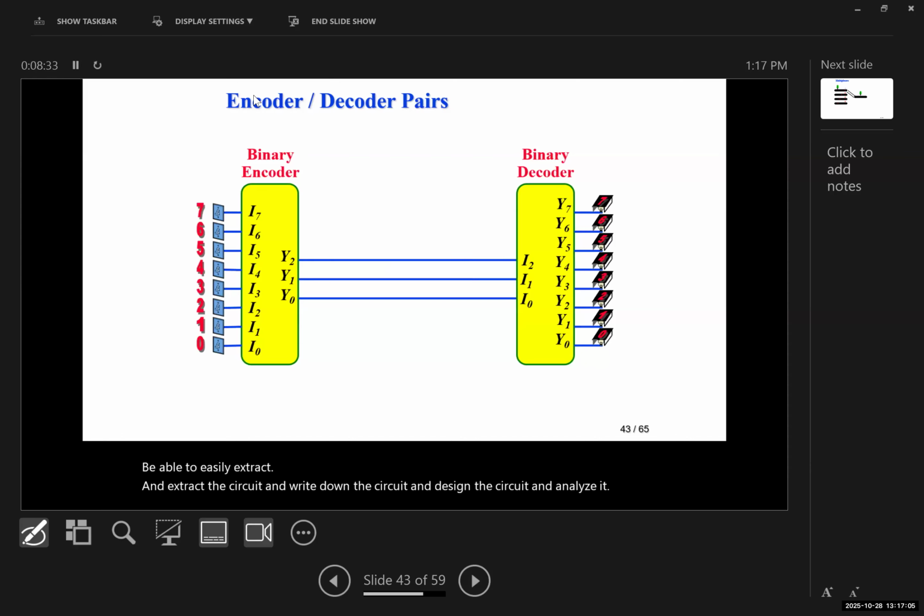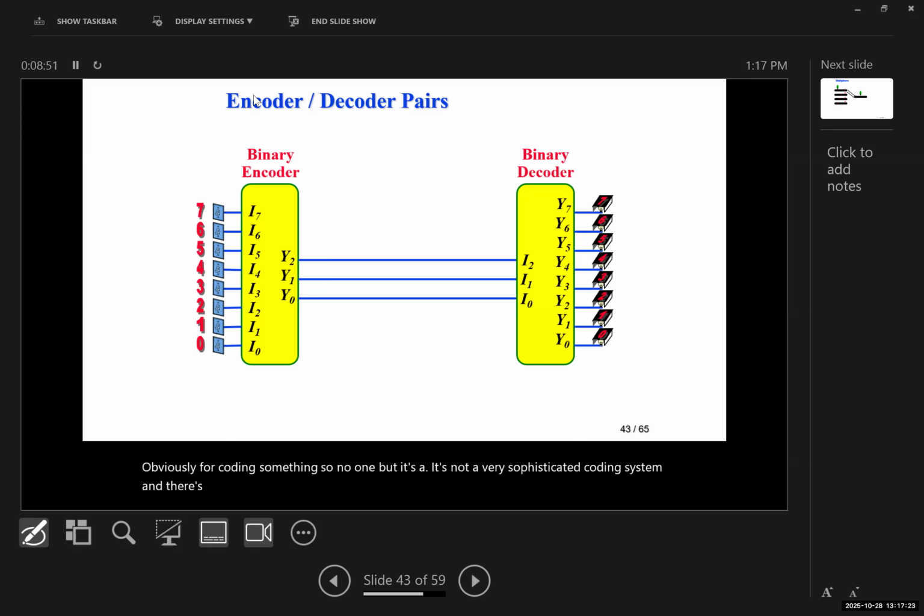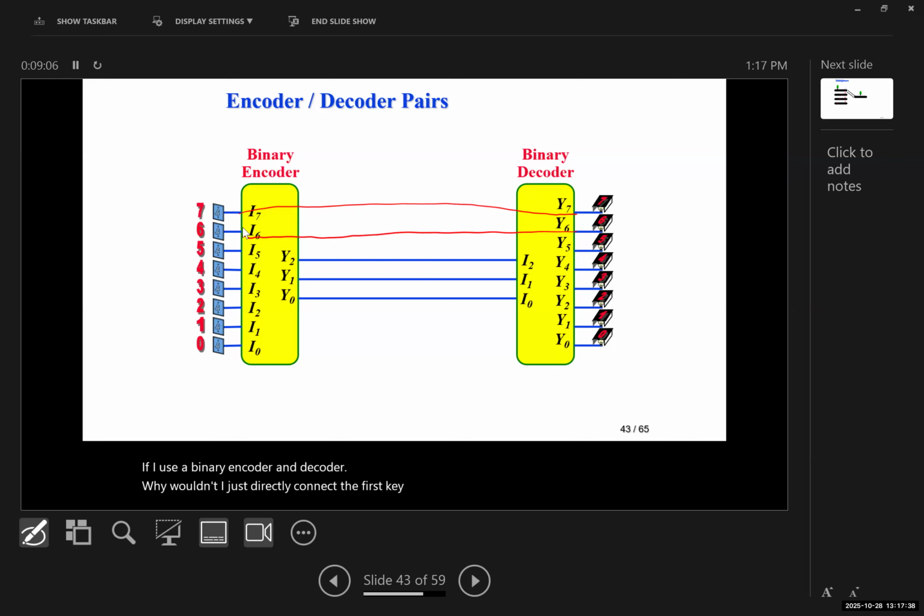Now, another very good and useful application for an encoder-decoder pair is obviously for coding something, but it's not a very sophisticated coding system. And there's another very good application. From what you see here, what is the benefit if I use a binary encoder and decoder? Why wouldn't I just directly connect the first key to the first LED and the second one to the second one, third one to third one, fourth, and so on? What is the benefit of using the encoder decoder?